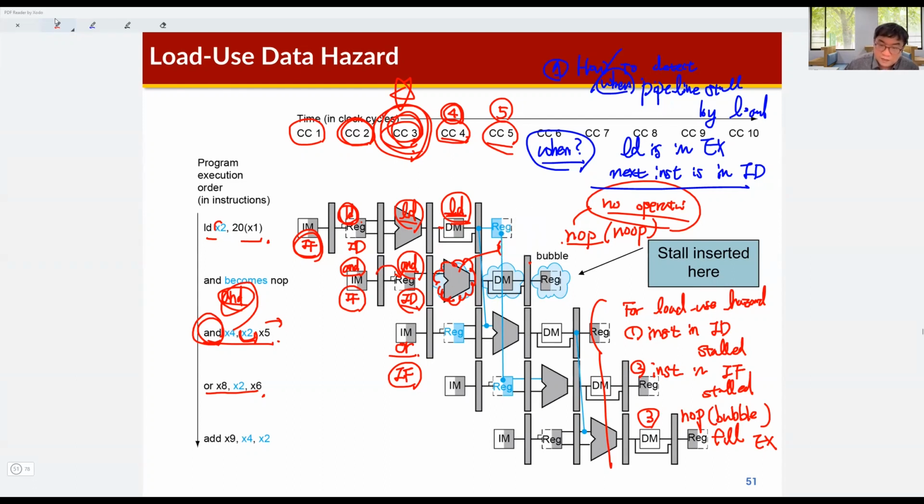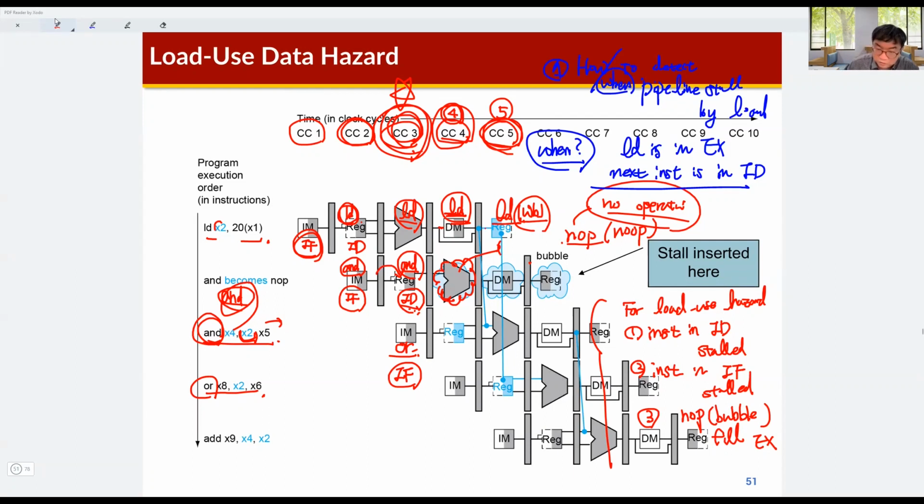So when the load is at clock cycle number 4, the load instruction is in the memory stage, the AND instruction is still in the ID stage, and the OR instruction is in the instruction fetch stage. And then at clock cycle number 5, the load instruction is in the write back stage, and this data now can be forwarded to the input of the ALU.